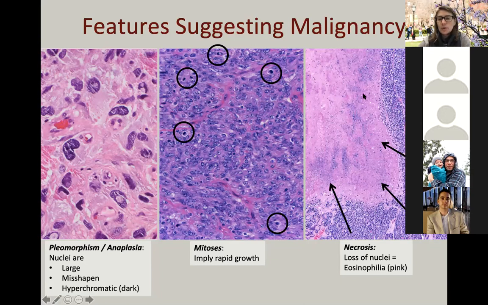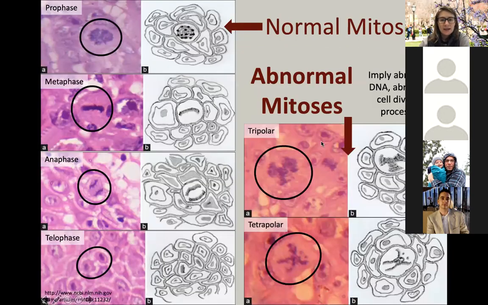We might look for necrosis, as seen here with grungy eosinophilic material with loss of nuclear detail. This implies that the tumor is growing so rapidly that it outgrows its blood supply and dies.